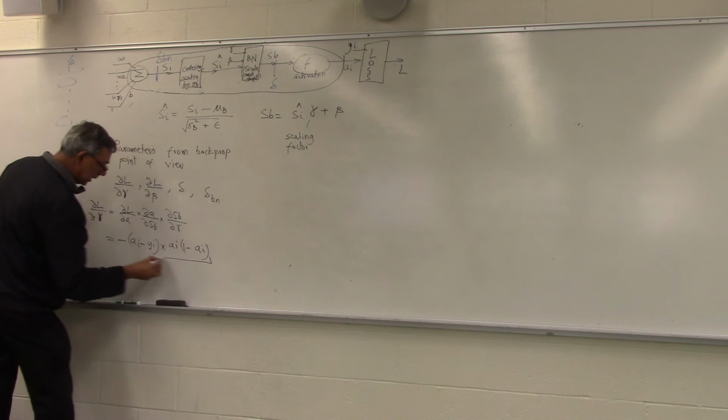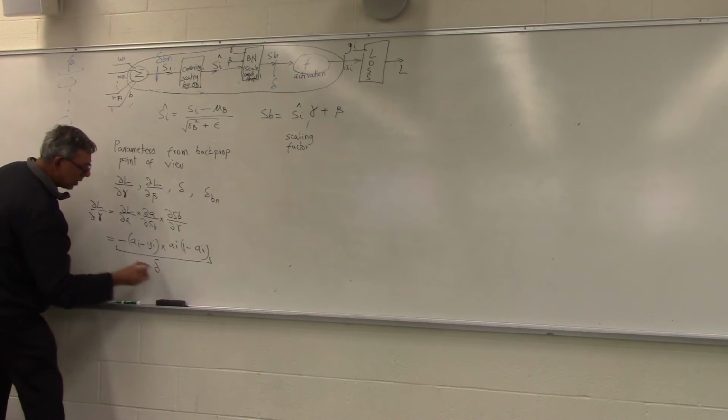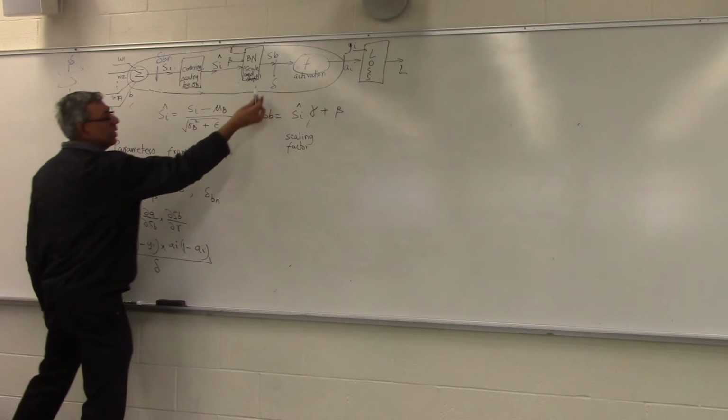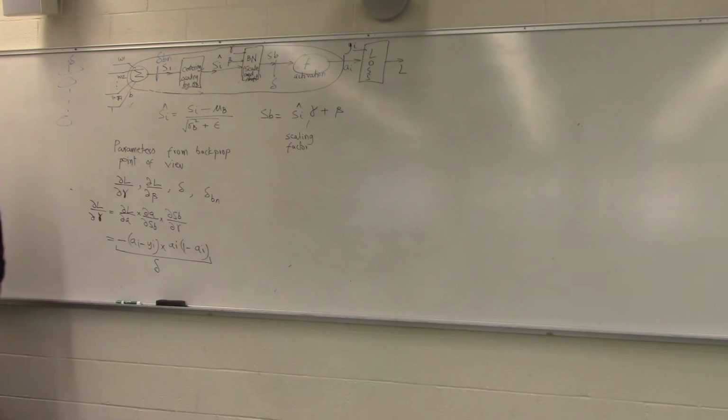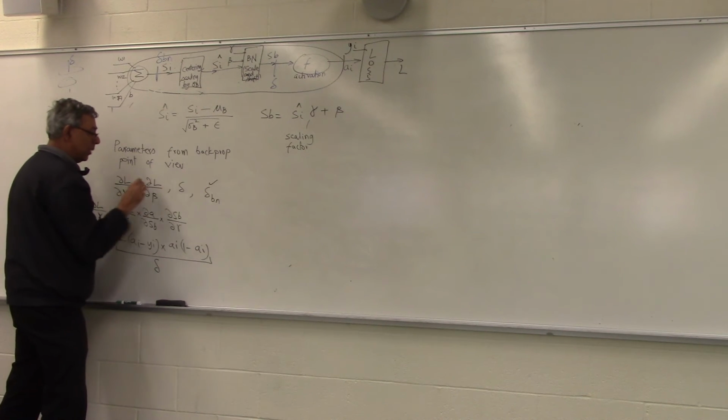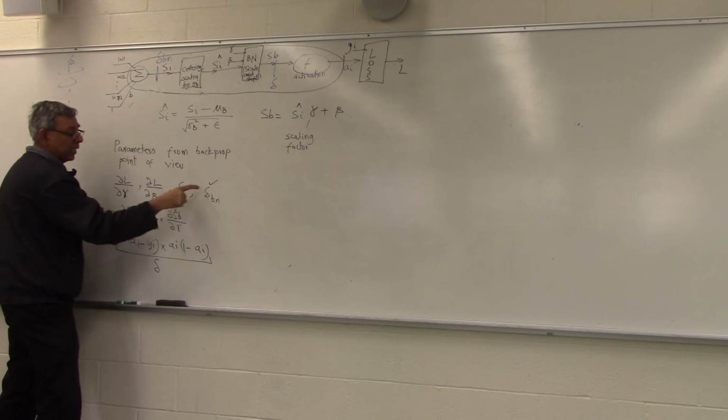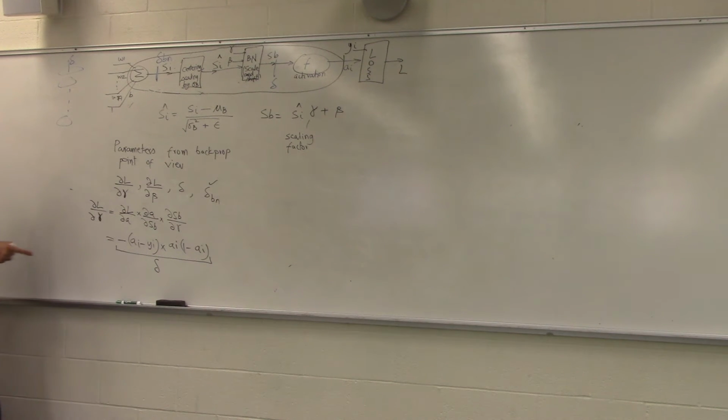What do we call this thing? Delta. Okay, so this we already know how to do, so this is trivial. The hard part is really delta Bn. These are easy too, but this is the hard part. I'll come to that in a second.